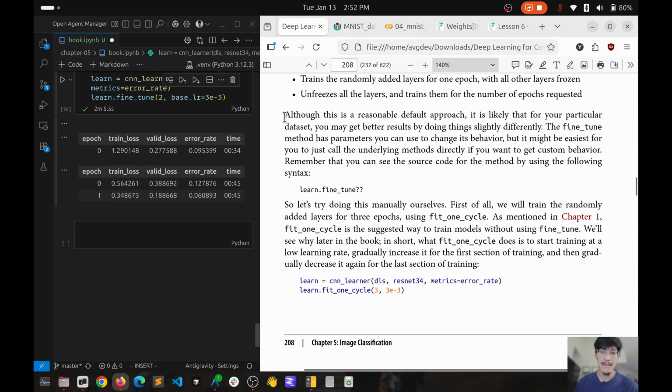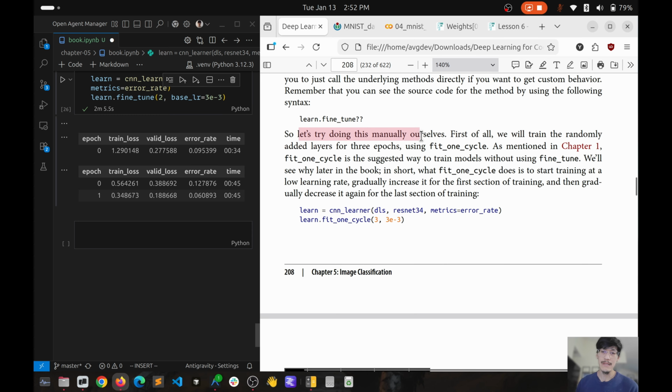Although this is a reasonable default approach, it is likely that for your particular dataset, you may get better results by doing things slightly differently. The fine-tune method has parameters you can use to change its behavior, but it might be easiest for you to just call the underlying methods directly if you want to get custom behavior. Remember that you can see the source code for the method by using the following syntax: learn.fine_tune?